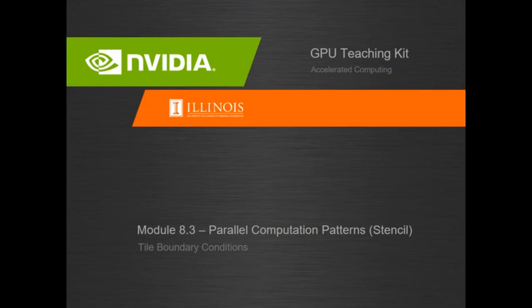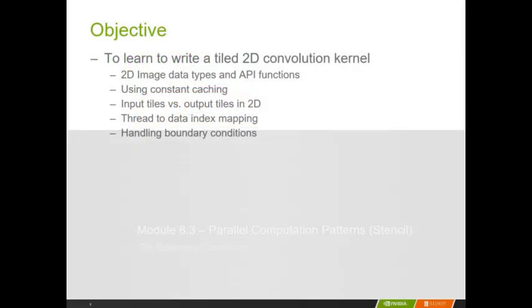This lecture covers the tile boundary conditions part of the stencil parallel computation pattern. The objective of this lecture is for students to learn to write a tiled 2D convolution kernel. As we will see, a tiled 2D convolution kernel is a fairly straightforward extension from the tiled 1D convolution kernel we covered in the previous lecture.